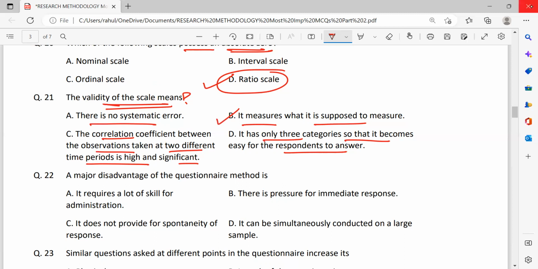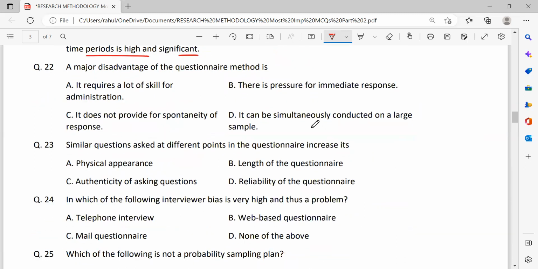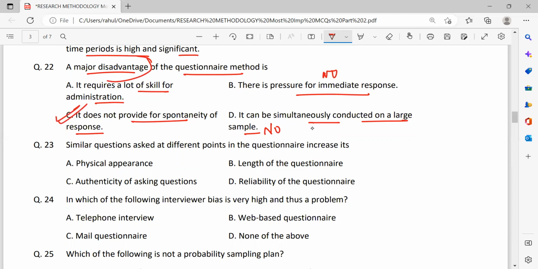Question number 22. A major disadvantage of the questionnaire method is: it requires a lot of skill for administration; there is a pressure for immediate response; it does not provide for spontaneity of response; and it can be simultaneously conducted on a large sample. That last one is not a disadvantage. There is no pressure for immediate response, and a lot of skill, but we need to find the disadvantage. We will go with option C. A major disadvantage of the questionnaire method is that it does not provide for spontaneity of responses, right?